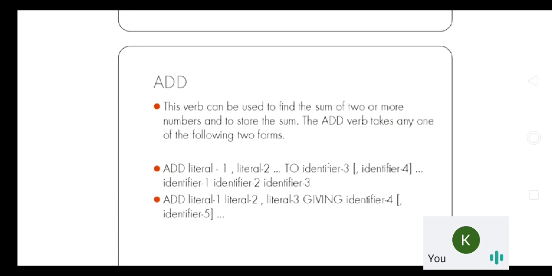So you have a sequence of identifiers 1, 2, 3. And the second general form, what do you have? ADD literal 1, literal 2, literal 3, GIVING identifier 4, identifier 5. So these are just two general forms. In the first general form you have ADD and TO. In the second general form you have ADD and GIVING. So make a note, dear students, you have two general forms in using the ADD arithmetic verb. The first is ADD and TO. The second general form is the ADD and GIVING option.